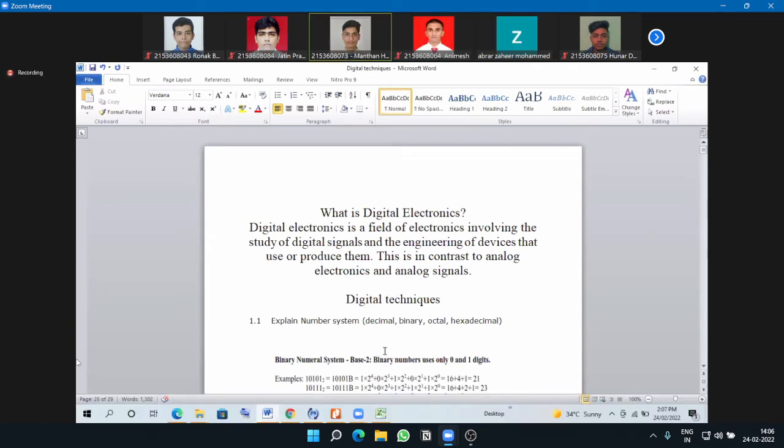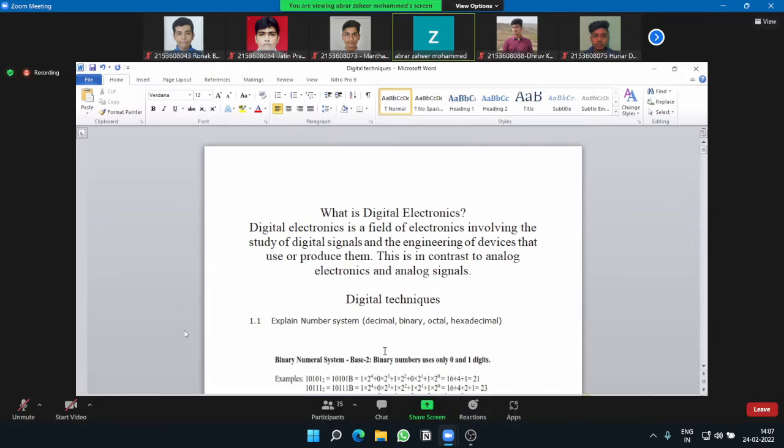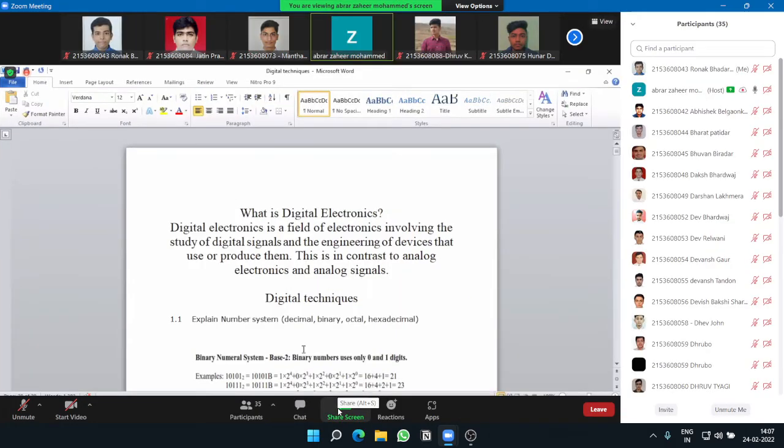Sir, the numbers 0, 1, 2, 3. 0 to 9. Yes, correct. So the decimal number system is the number system that we are using in day-to-day life. Okay. So the decimal number system has the numbers from 0 to 9. That is 10 numbers, and the base of the decimal number system is base 10.